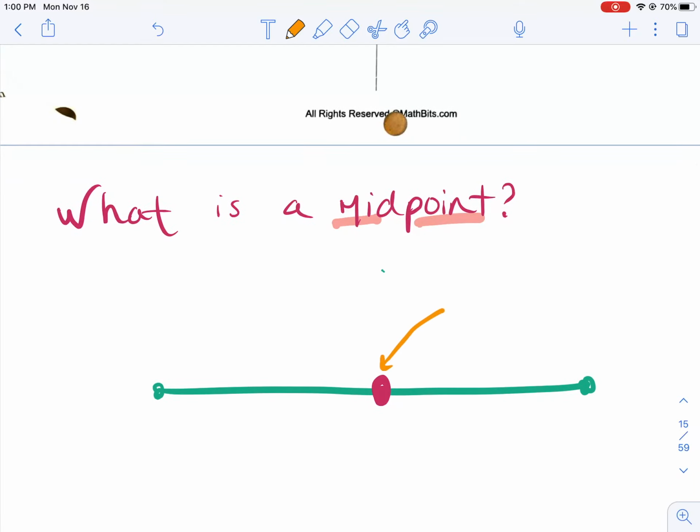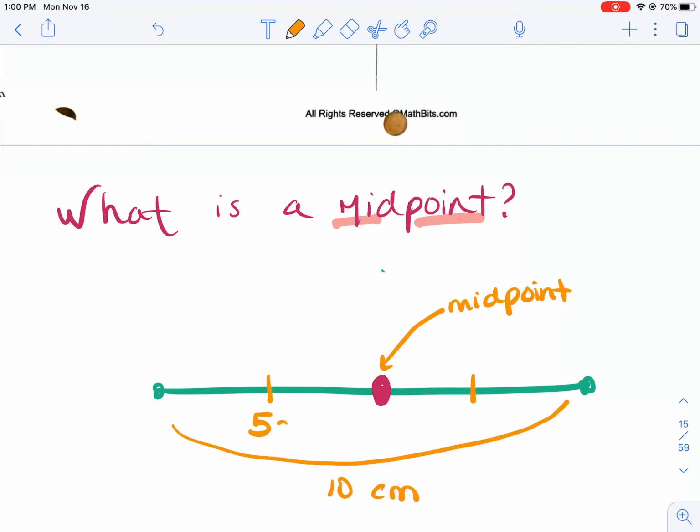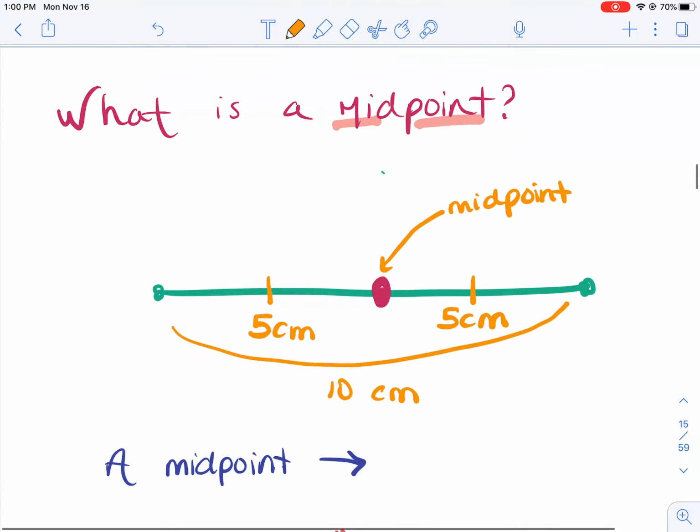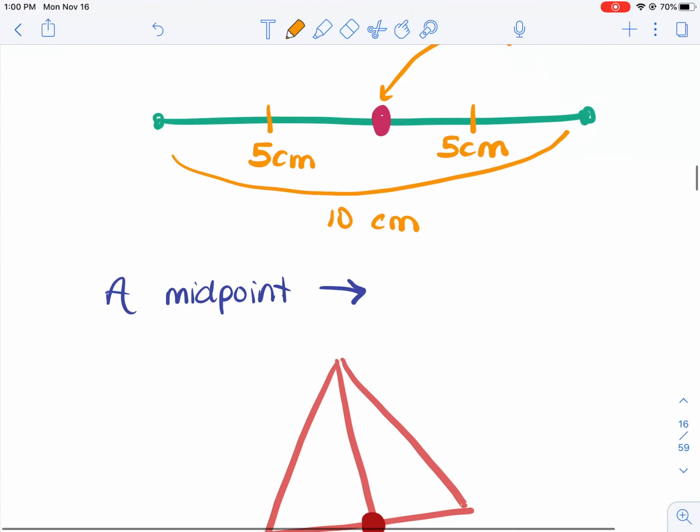So here's a midpoint. A midpoint is a point in the middle of a line segment. So let's say if this whole line was 10 centimeters, and here's our little midpoint, I would know that this side and this side are the same, which would be 5 centimeters, right? I just cut it in half. So what does a midpoint really do?